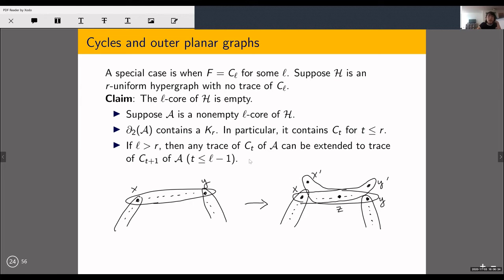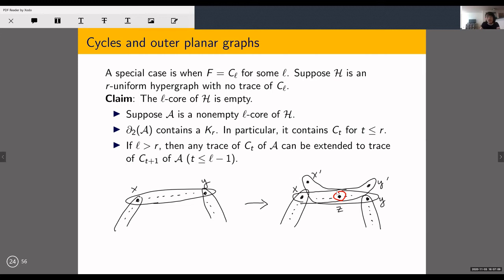What we claim now is that if I have some trace of C_t in my core, then I can extend it also to a trace of C_{t+1}. And I can keep doing this until I get something of size L. The way we do that, suppose I have in the trace of the cycle something like this, I have these vertices x, y. What I'm going to do is pick another vertex, z, inside this f of x, y.